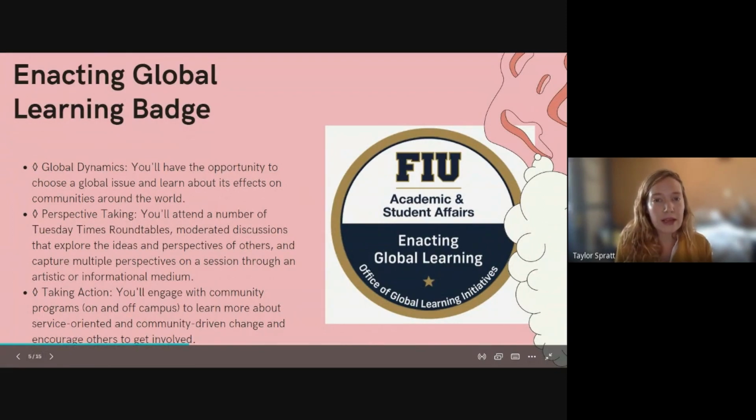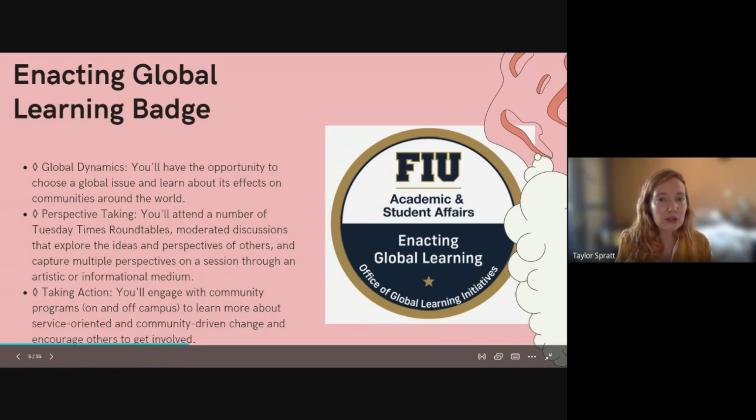So at Florida National University, one of the ways that this is integrated into the university curriculum is an Enacting Global Learning badge. So this is an undergraduate or bachelor level badge that you can add on to your major degree, and it consists of co-curricular activities designed to provide undergraduate students the opportunity to delve into global learning outside of the classroom.